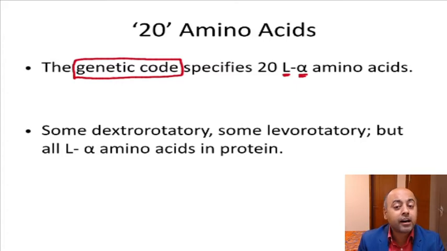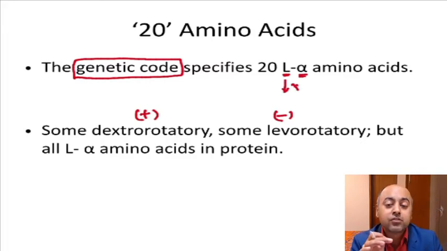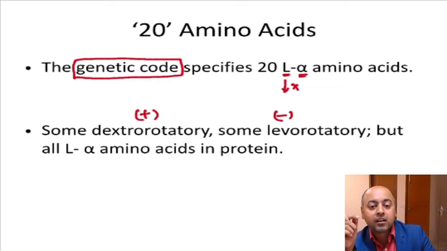Some of them are dextrorotatory, some of them are levorotatory. But for dextro and levorotatory, we use the symbols plus and minus. This is not L. No, this is not true. L is for the stereoisomerism. Whereas when we talk about the optical activity, we call it dextro and levorotatory, for which we use the symbols plus and minus.